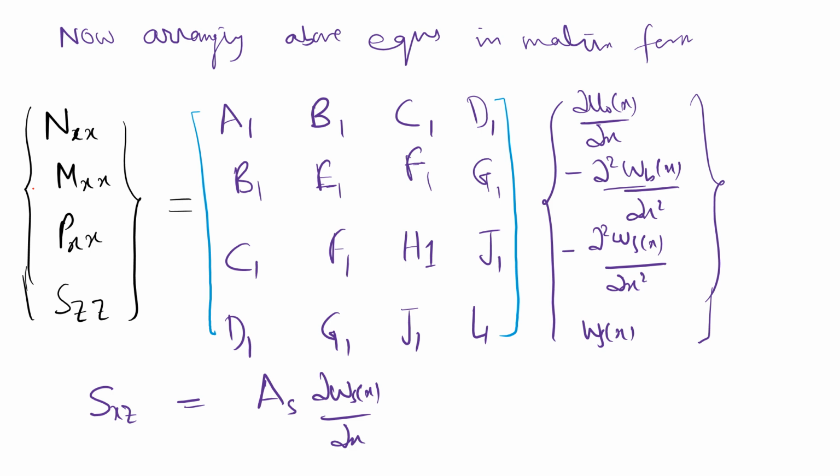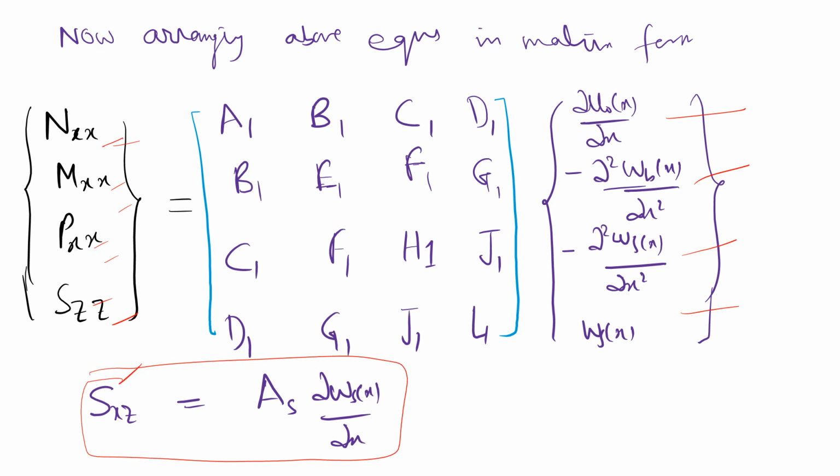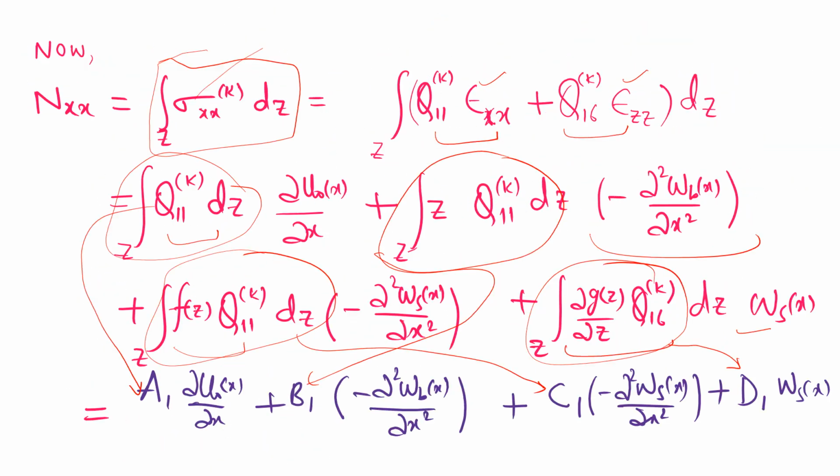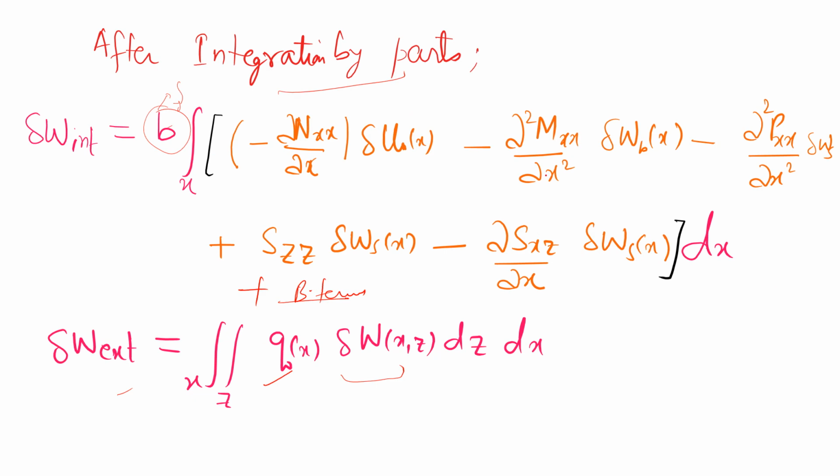Okay, now we have arranged this in matrix form here. So Nxx, Mxx, Pxx and Sz are written in this way, and these are the strains and curvatures. Similarly, Sxz is nothing but As times del ws by del x. Now we will substitute the values of Nxx, Mxx, Pxx, Sz and Sxz back in the governing equations, where we have seen here. We will keep the values of Nxx, Mxx, Pxx, and Sz and del Sxz by del z.